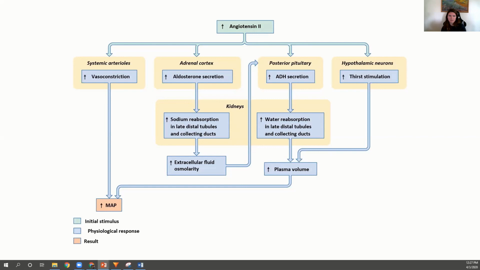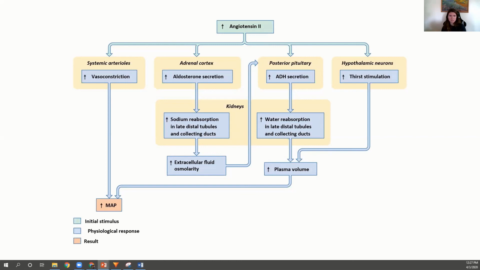Angiotensin 2 also has 2 other more direct effects that are going to affect blood pressure. One is that it does vasoconstriction on systemic arterioles. We didn't talk about it in depth when we were talking about the cardiovascular system, but I think it was a footnote on one of the slides. So angiotensin 2 directly causes vasoconstriction, so that in itself raises blood pressure, so raises mean arterial pressure.